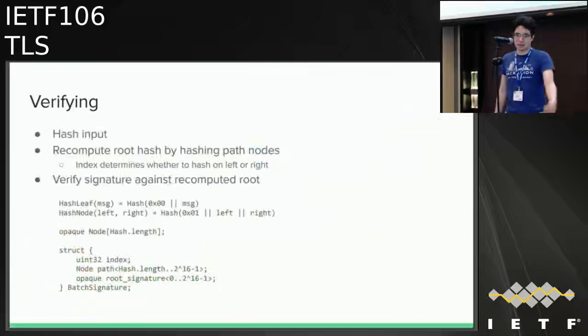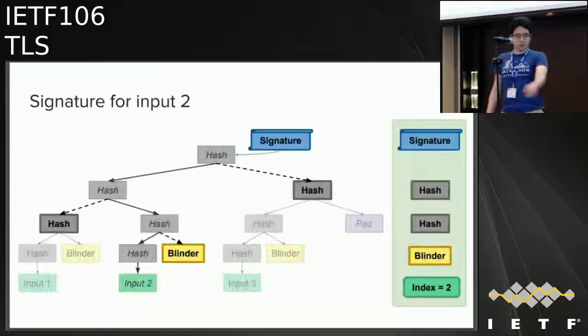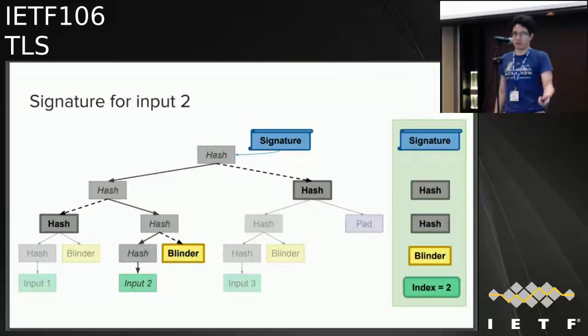You recompute the root hash by hashing the path nodes up. So in this picture, you would start from input 2, compute the hash up there, pick the bottom node in the path, recompute the next level, pick the next node in the path, recompute the level after that until you get up to the root. Then hopefully that value matches, and you'll find out, because if not, the signature that you got will not verify.